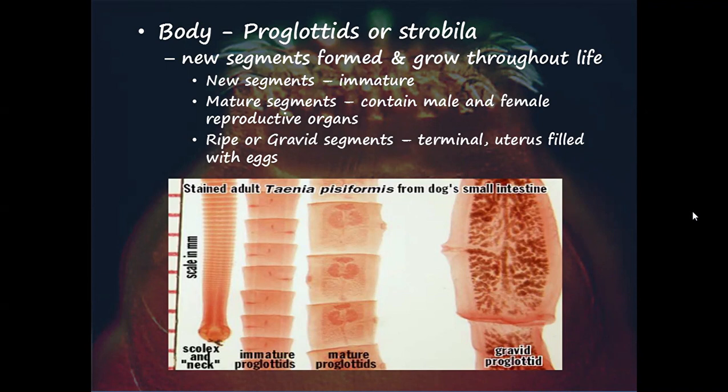Beyond the mature segments, you will have what are termed ripe or gravid segments. These are called gravid segments because they are filled with eggs. The uterus of these segments is filled with eggs, and oftentimes they are terminally located. If you look at the figure there and compare the shape of mature proglottids and gravid proglottids, the shape is also characteristic. Some proglottids can be wider than they are long, or longer than they are wide.